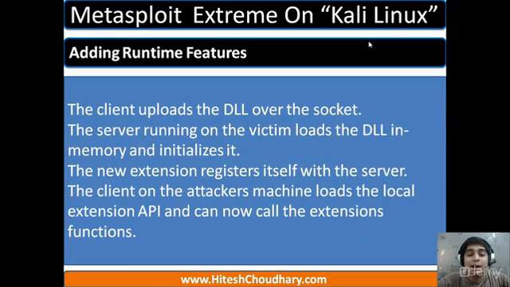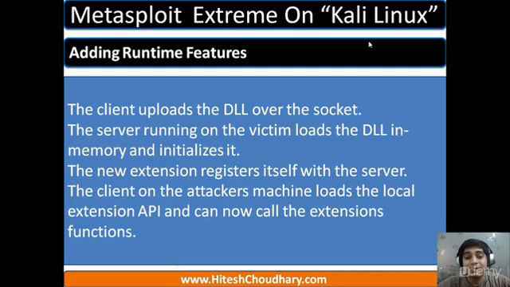Now adding a runtime feature works like this. It loads a client DLL. The client uploads the DLL over the socket. The server running on the victim loads the DLL in memory and initializes it, and after that the new extension registers itself with the server. The client on the attacker machine loads the DLL extension API and can now call the extension functions. This is really a great feature because you are not alarming your antivirus or any firewall, and you don't require any extra privileges to load the runtime features which you create by coding in Ruby or something like that.